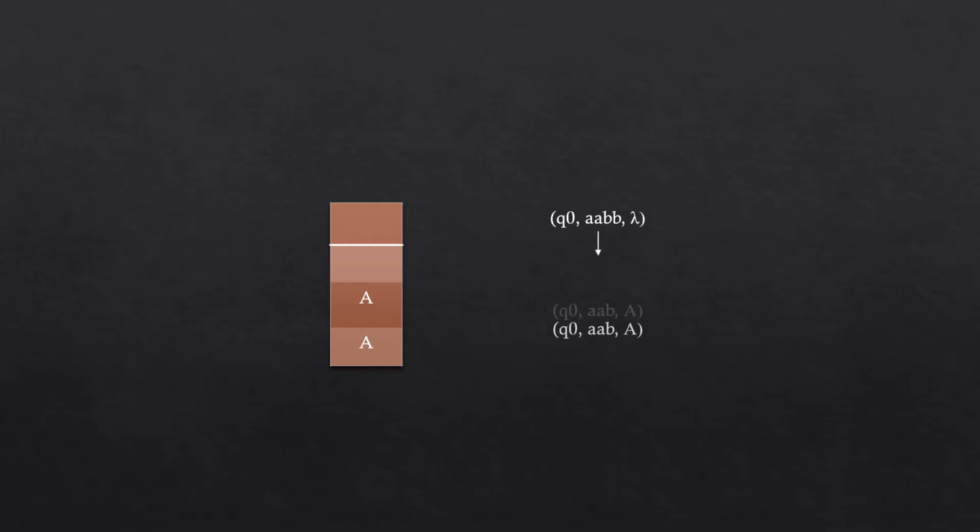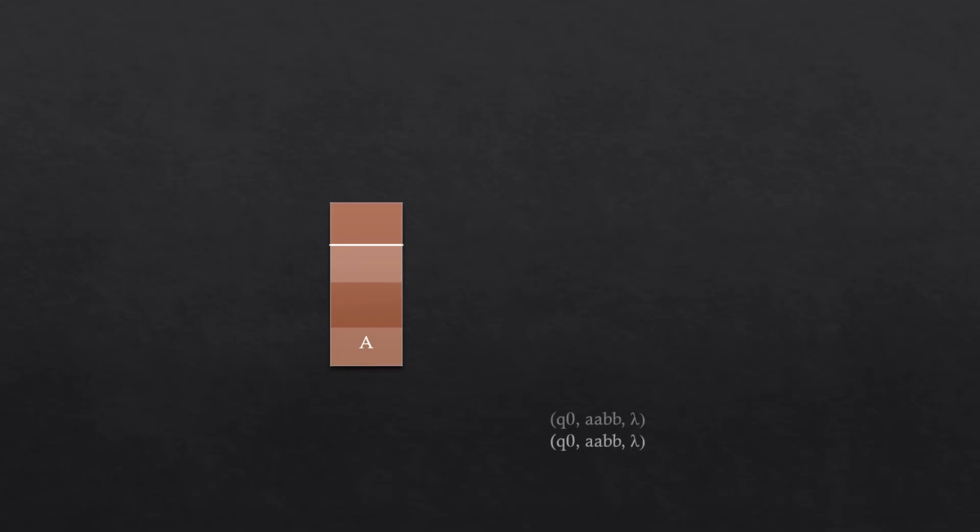The third input is B. Once again, since we are still in Q0 state, we will use this equation. In this equation, if our input is B and our top stack is capital A, we have to pop or remove the capital A from the stack. Then we move to Q1 state.